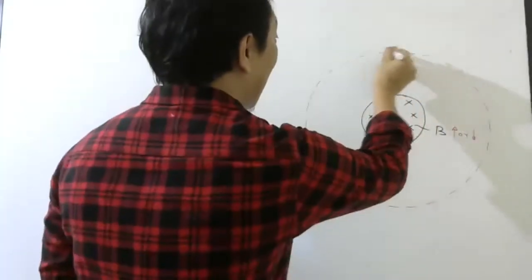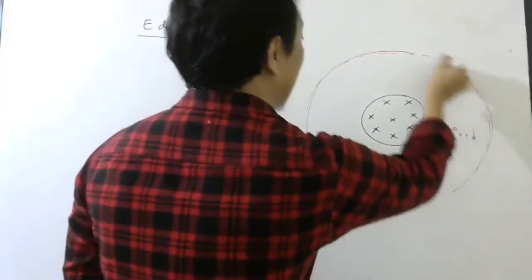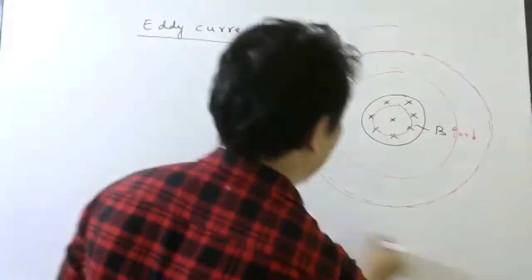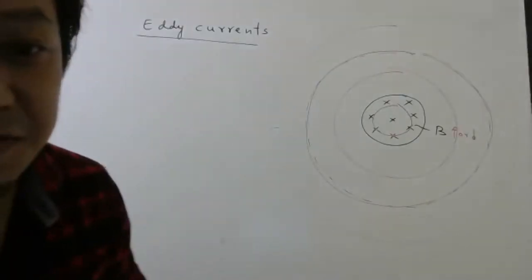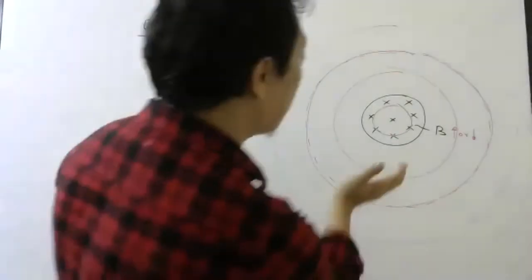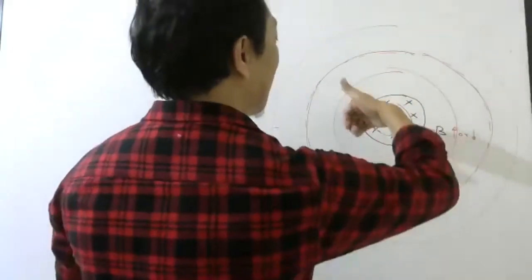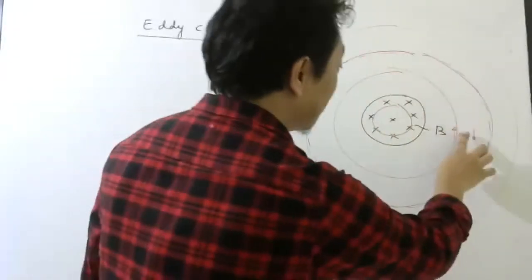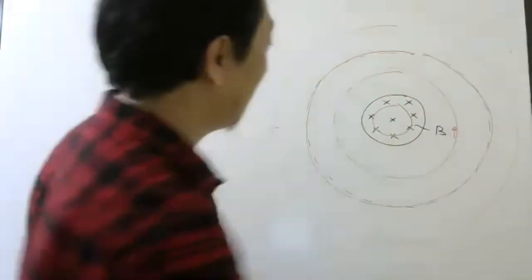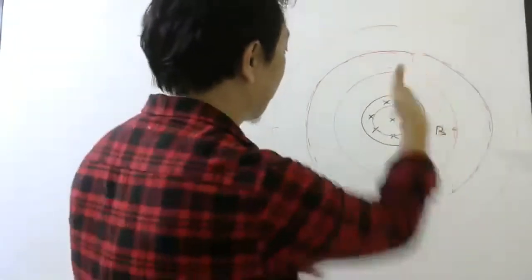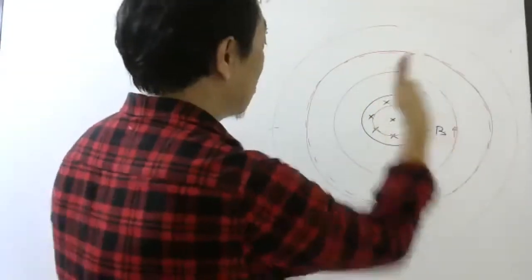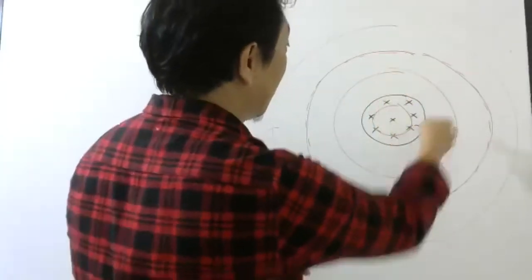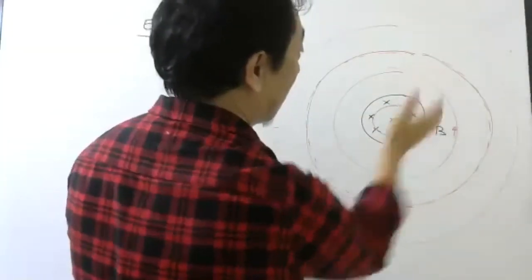Then what will be produced? Then there will be electric field lines. These are your electric field lines. Which way will the electric field lines be? This way or that way? Lenz's law we have to use. If the flux is increasing, let's say, if the magnetic field is increasing, so this flux is increasing. To oppose this flux, if there was a wire, current should flow this way.